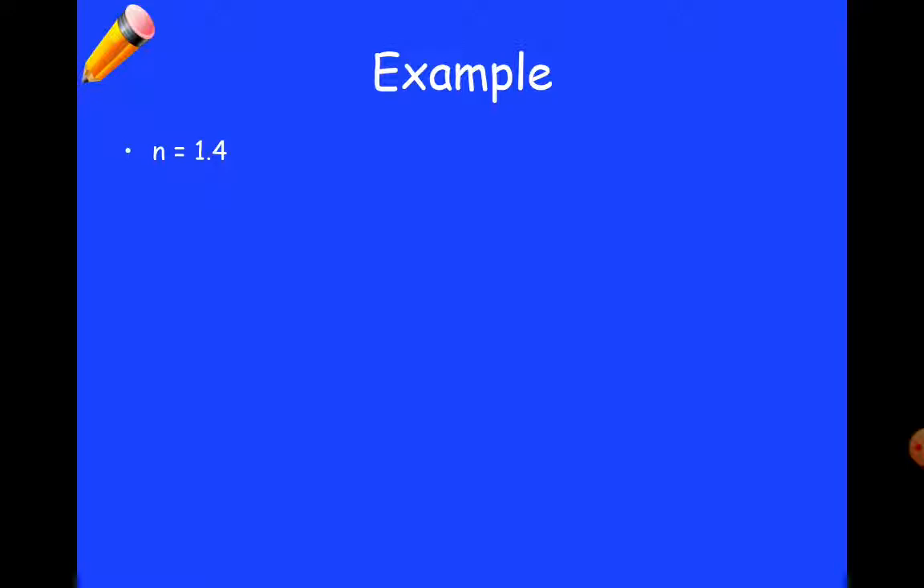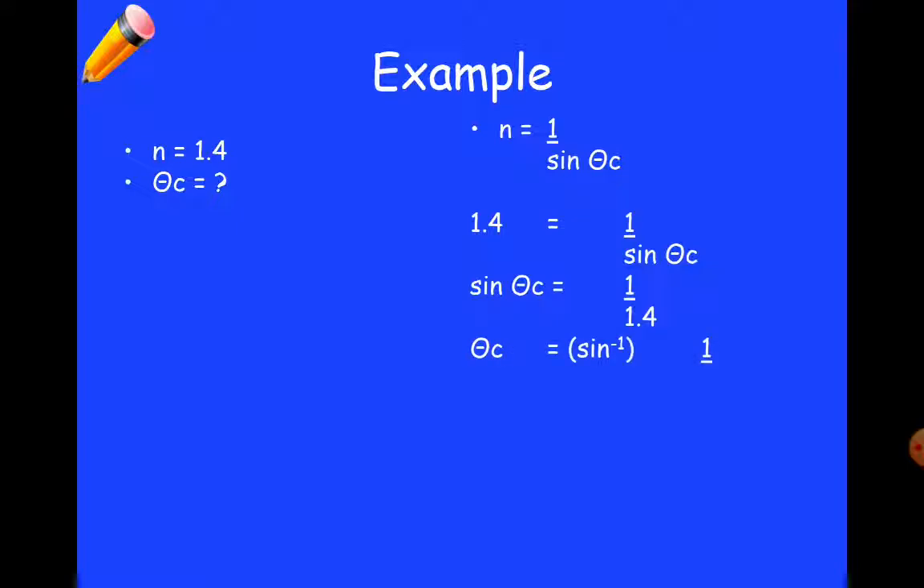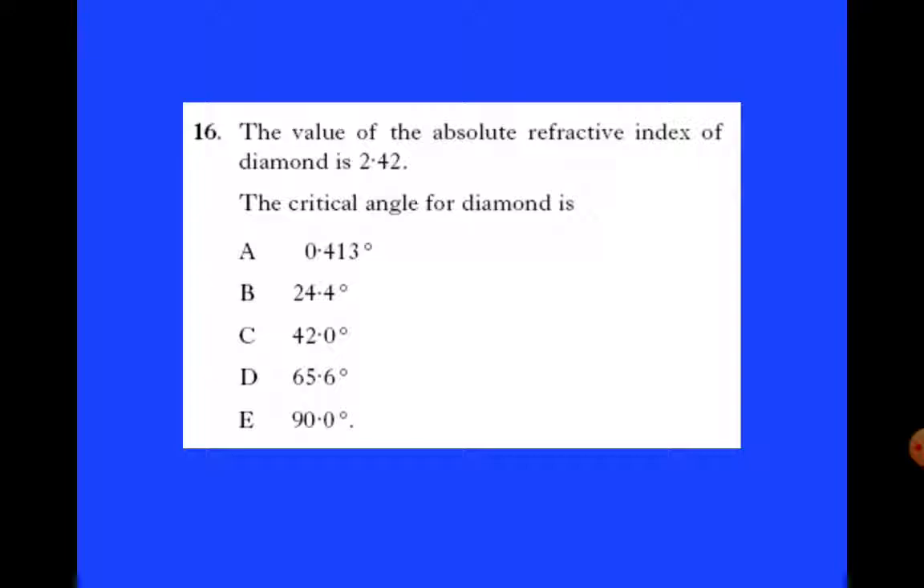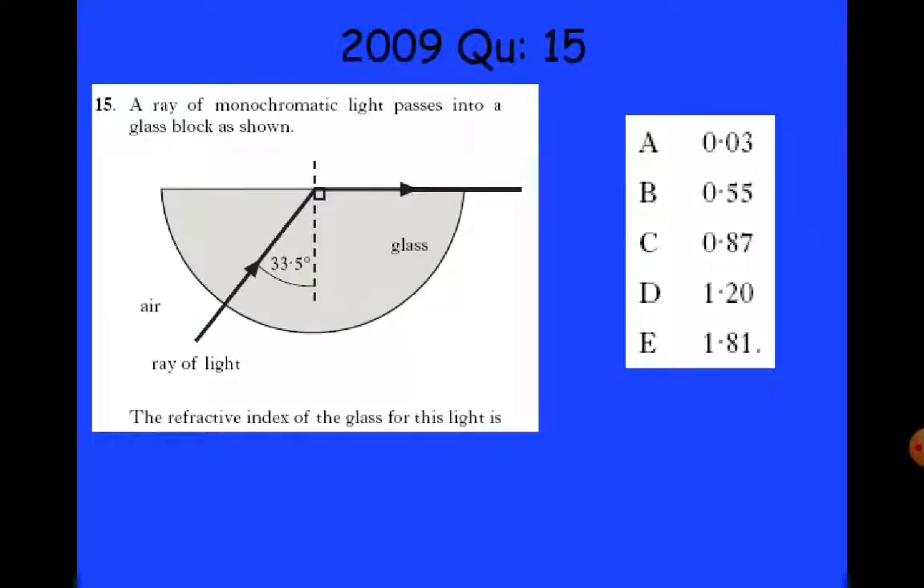Another example, n is 1.4. What is the critical angle? Try to calculate. Pause the video. We plug it in, 1 over 1.4, and then we get a critical angle of 45.6. Copy this one and try to find what is the critical angle of diamond. For this one, try to find the correct answer.